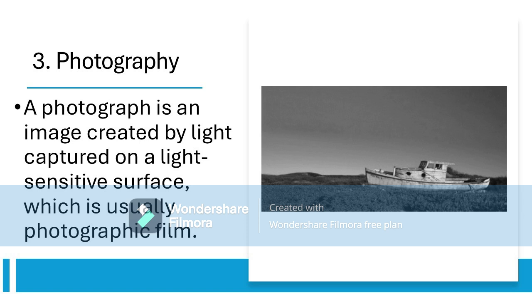Another example of visual media is the photography. A photograph is an image created by light captured on a light sensitive surface, which is usually photographic film. Nowadays, few people use photographic film. The advent of digital photography via digital cameras and cellular phones has made taking photographs easier and less expensive.